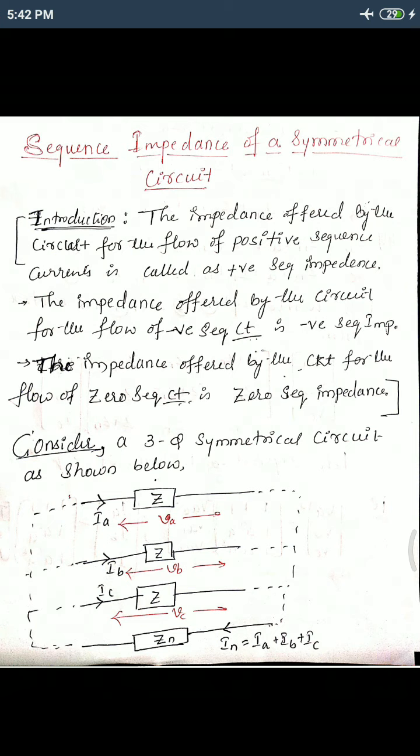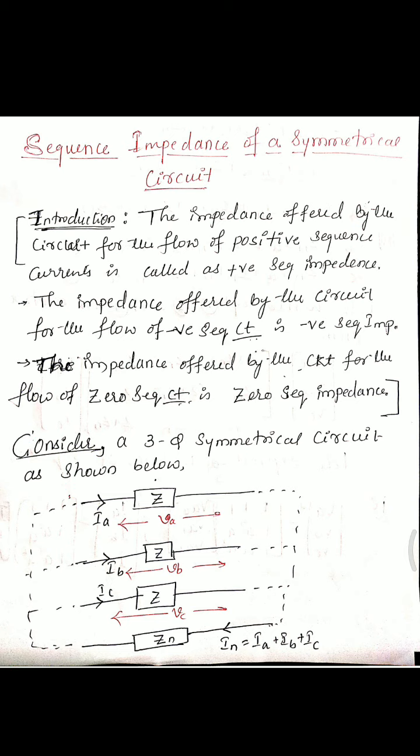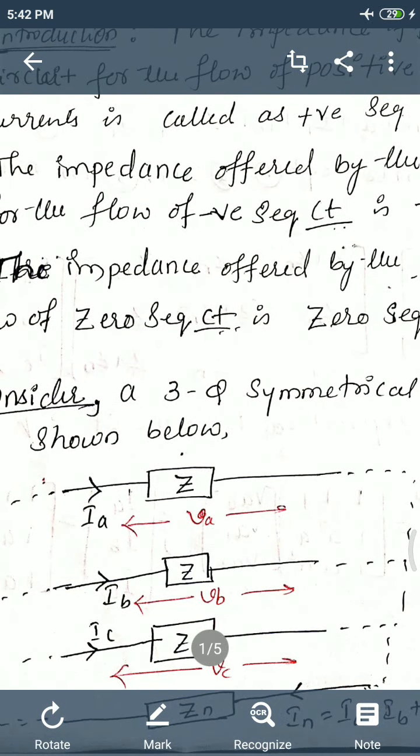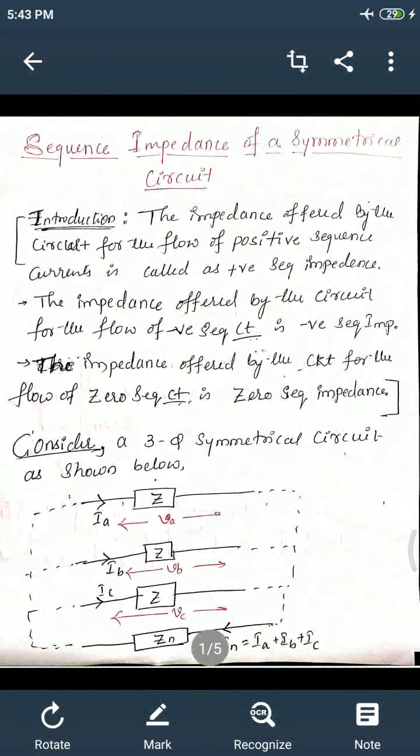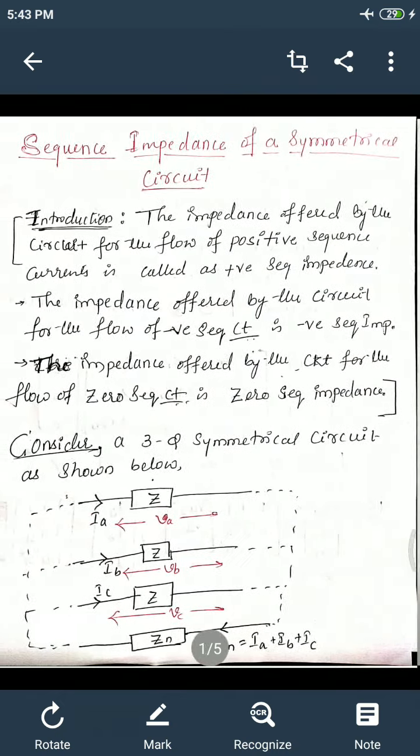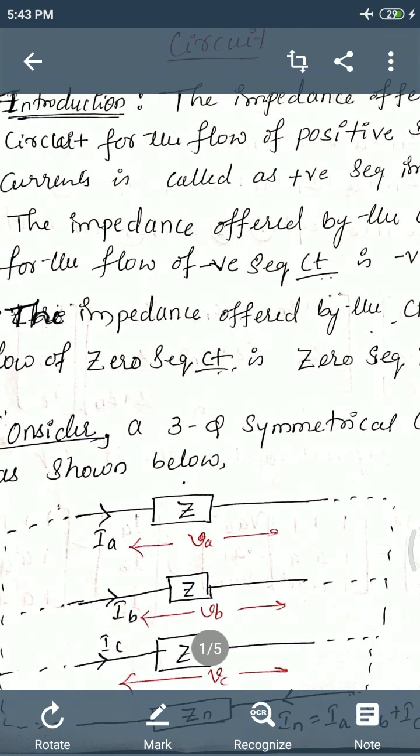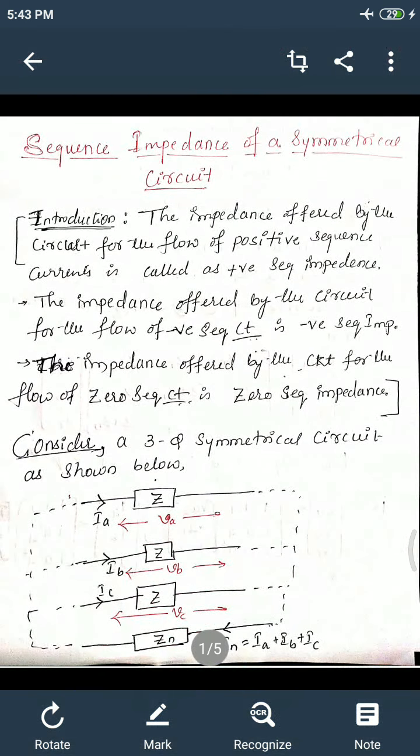Let's derive the sequence impedances for a symmetrical circuit. Let's consider a circuit which consists of three phases, that is A, B, C, along with the neutral, as shown in the figure. Let's define the voltages across the phases: VA, VB and VC. Let's see how it comes. The voltage drop can be calculated as follows. Just observe in the circuit, VA is equal to IA into Z, completing the circuit, plus IN into ZN.